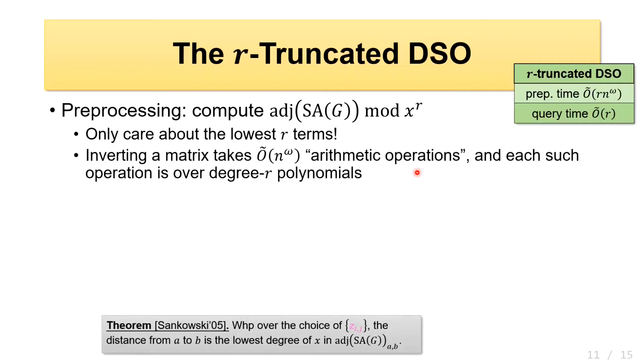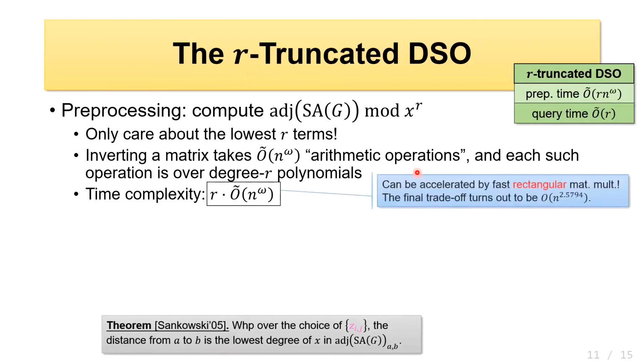Now, how much time do we need to preprocess? It takes n to the omega arithmetic operations to invert a matrix. But now, in our case, each arithmetic operation is between two degree R polynomials, so it takes roughly R time. That means the time complexity is R times Õ(n to the omega). Actually, this procedure can be accelerated by fast rectangular matrix multiplication, and the final trade-off turns out to be something like n to the 2.5794.